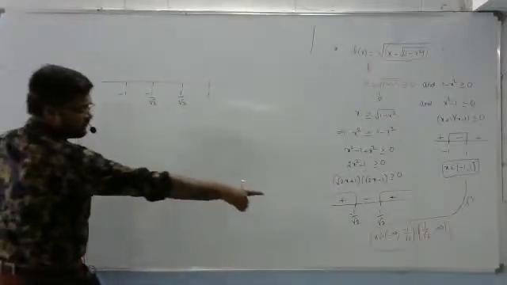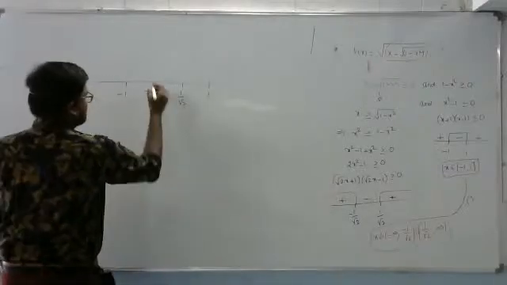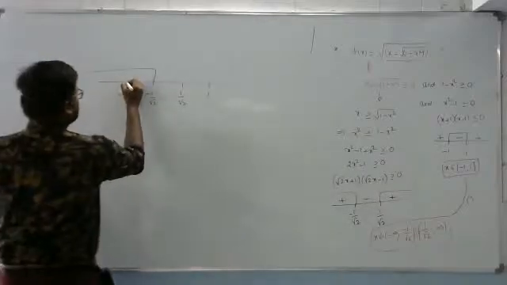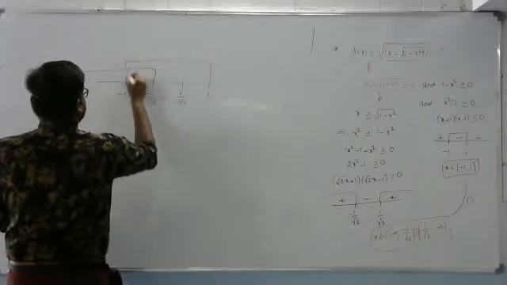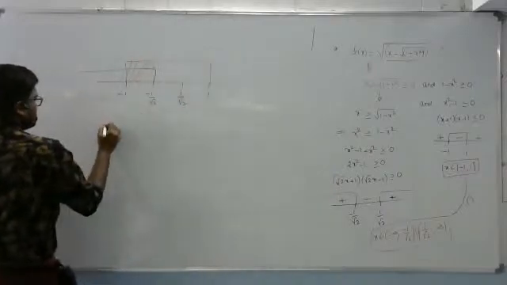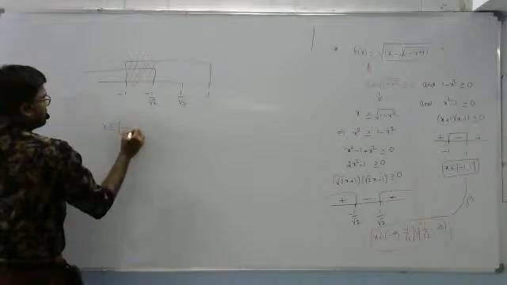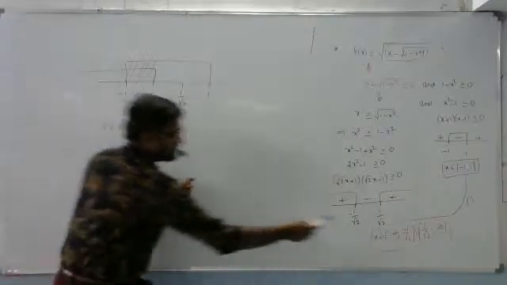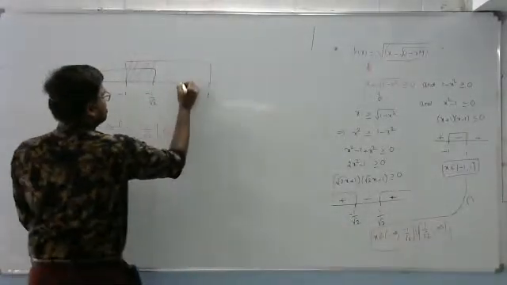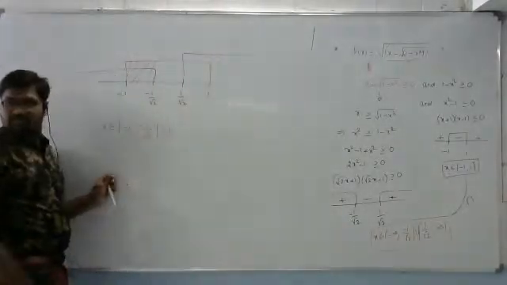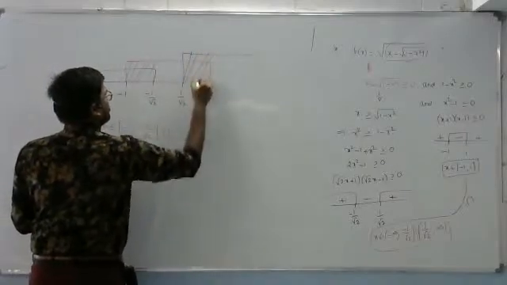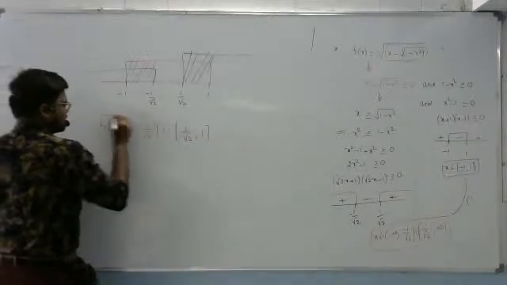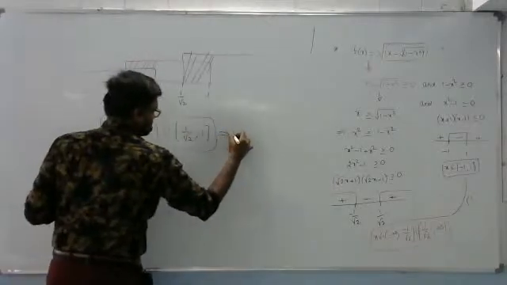Correct? First one, minus infinity to minus 1 by root 2. That means this one. And next one, minus 1 to 1. So what is the common region? x belongs to minus 1 to minus 1 by root 2 union. And we have one more thing, 1 by root 2 to infinity. Is it correct? And what is the common region? This one. So this will be 1 by root 2 to 1. So this is the answer.